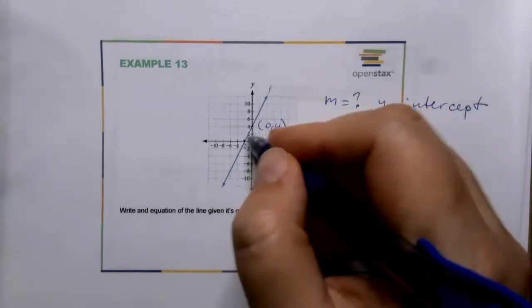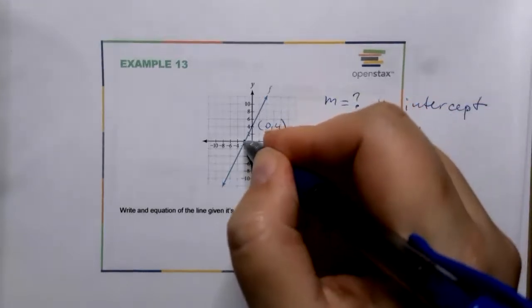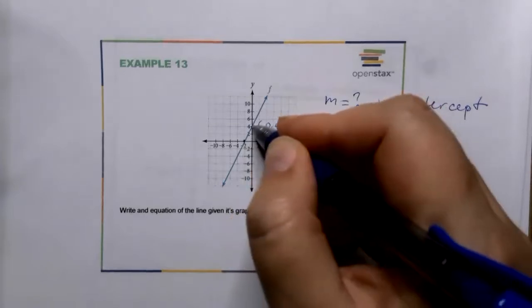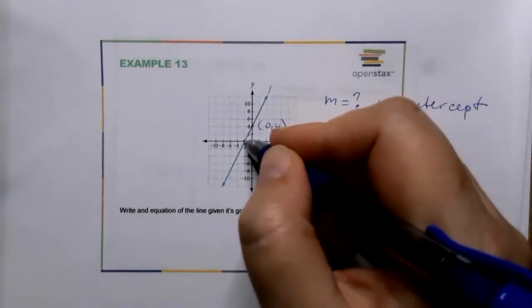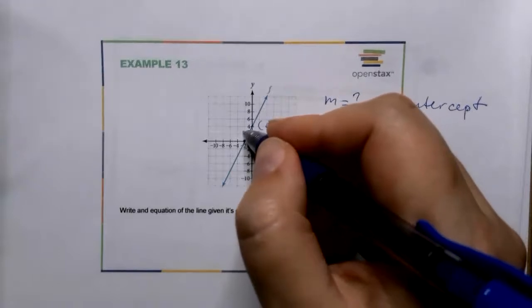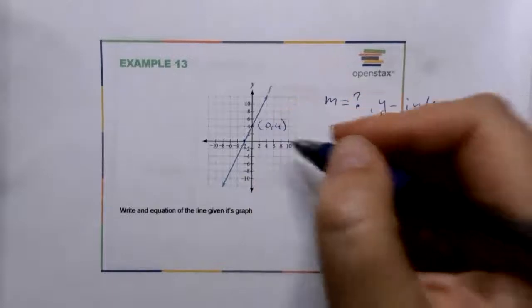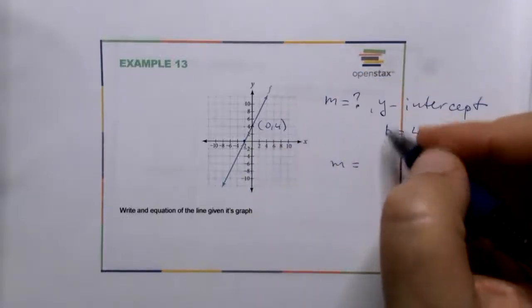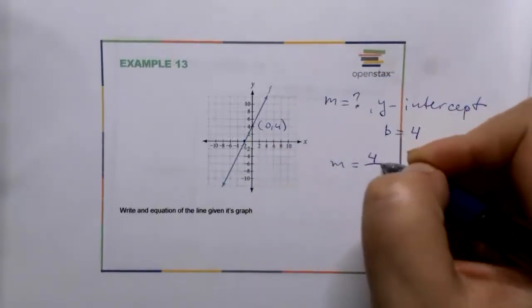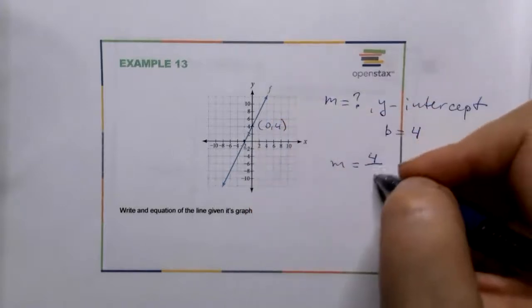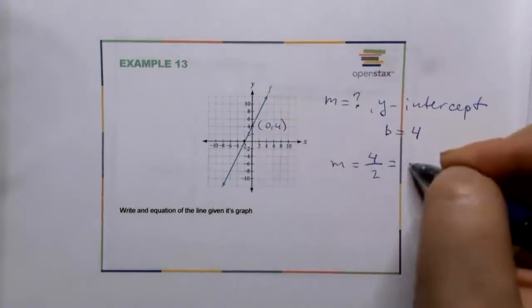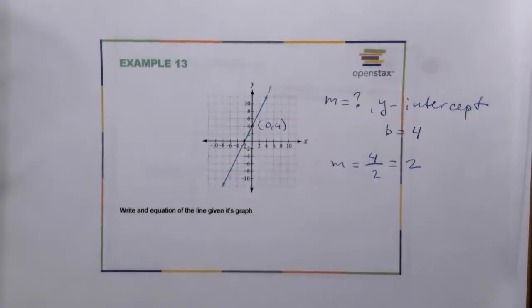So if I'm here, this is -2, 0. In order to get to this next point, I have to go 4 up: 1, 2, 3, 4, and then 2 to the right. So up is a positive direction, so positive 4. And to the right is also a positive direction, so 2. So that's how I know that my slope is 2. That's another way to figure out your slope. It's actually the same thing that we did before, just less formal.